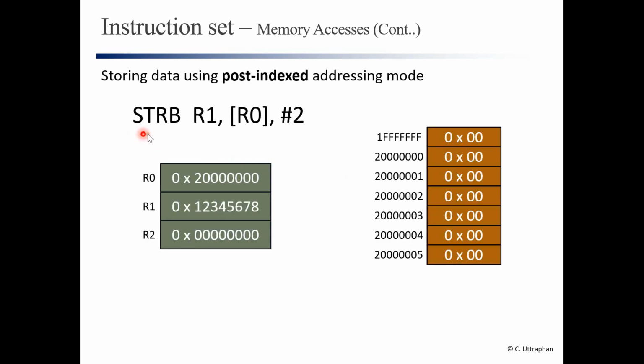As shown in this example, the effective address is the value in R0, which is hex 20 million. The byte data from R1 is then moved into memory address hex 20 million. After that, the content of R0 is updated to a new value, which is hex 20 million 2.